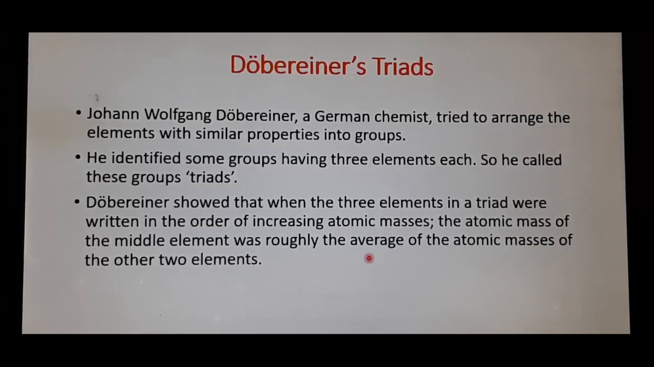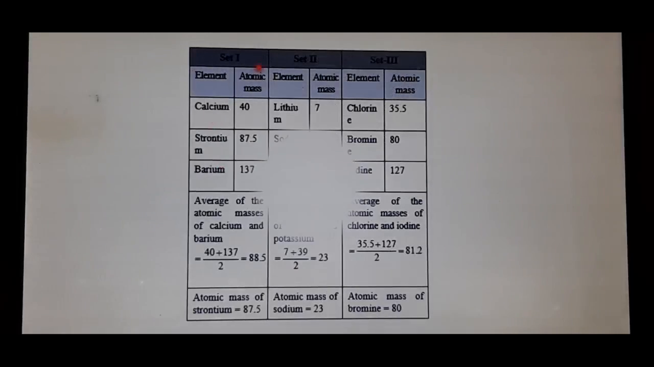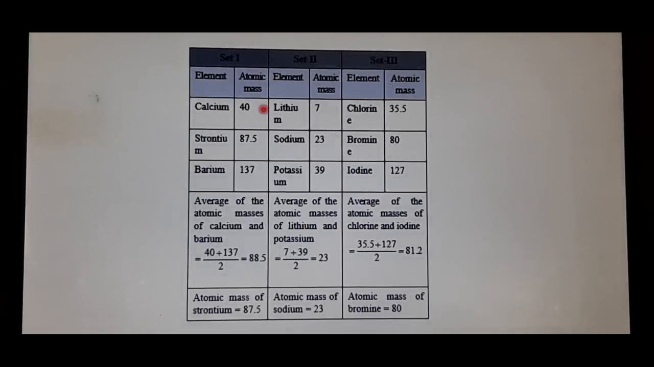So it will be roughly equal to that. Let's see how. These are Dobereiner's triads. We can see set 1, set 2 and set 3. First triad: calcium, strontium, barium, and their masses are already written here. Second triad: lithium, sodium and potassium. Third: chlorine, bromine and iodine.